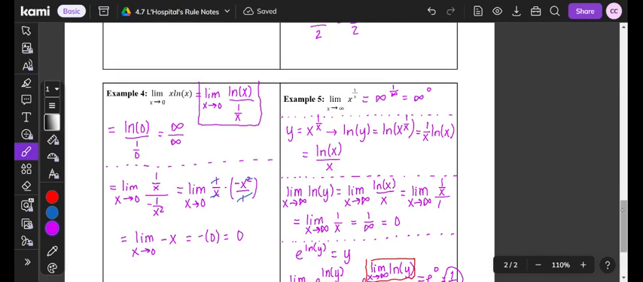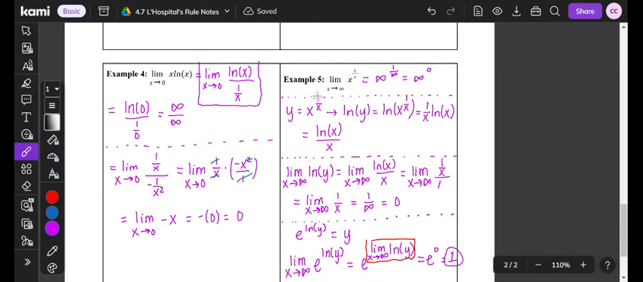Okay, so a really weird way to use L'Hopital's rule, but this limit right here gave us an indeterminate form. With some fancy footwork, we were able to turn it into a quotient. We were able to use L'Hopital's rule, and then we were able to plug it all back in at the end and get 1.